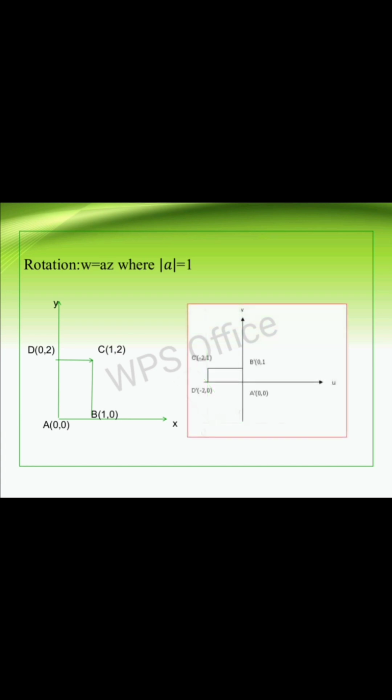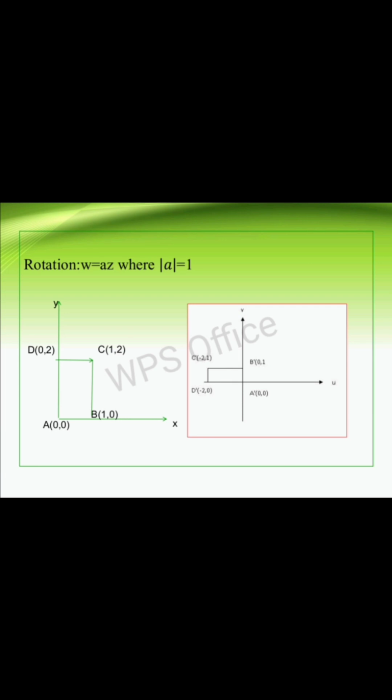The rotation under the transformation w equal to az: A is 0, 0, and the image A dash is also 0, 0. B is 1, 0, and the image point B dash is 0, 1. C is 1, 2, and the image C dash is minus 2, 1. D is 0, 2, and the image D dash is minus 2, 0. So the image of the region ABCD in the Z plane is mapped into the region A dash, B dash, C dash, D dash in the W plane.